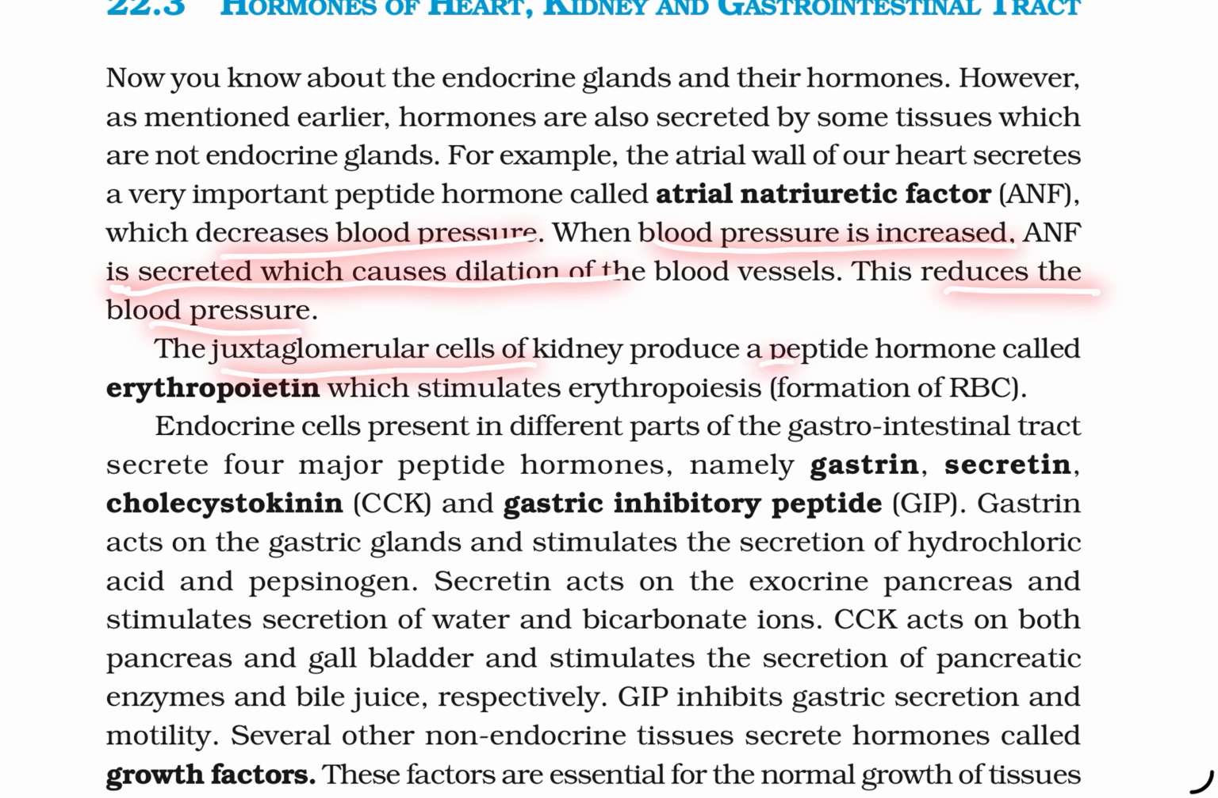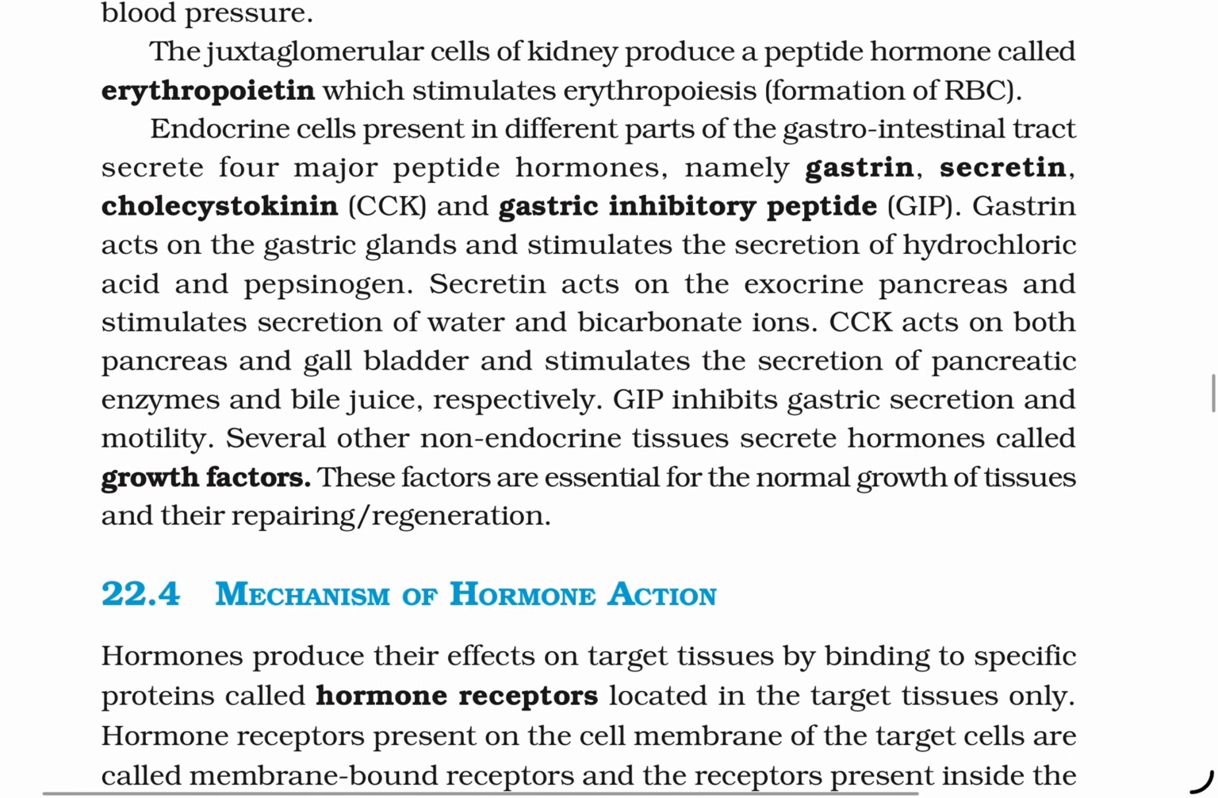The juxtaglomerular cells of the kidney produce a peptide hormone called erythropoietin, which stimulates erythropoiesis, the formation of RBC. Endocrine cells present in different parts of the gastrointestinal tract secrete four major peptide hormones, namely gastrin, secretin, cholecystokinin, and gastric inhibitory peptide.